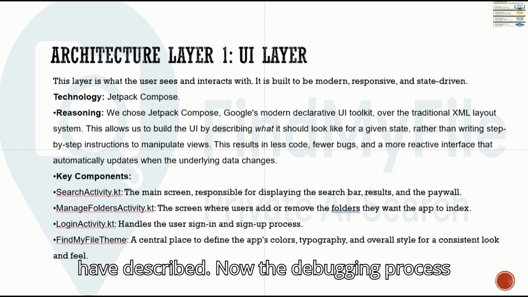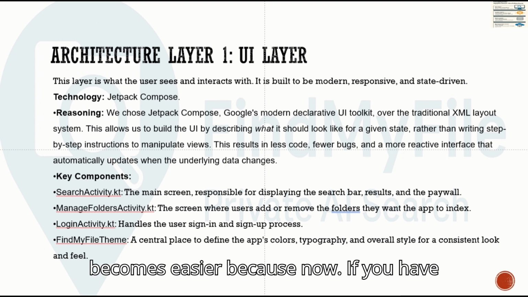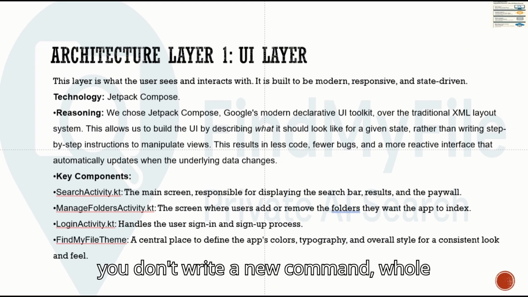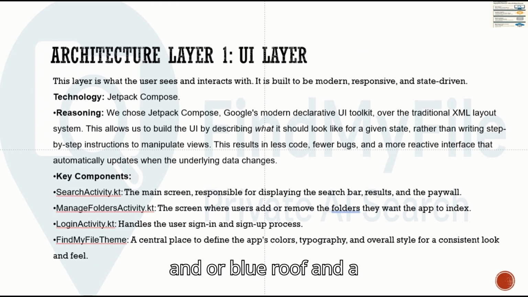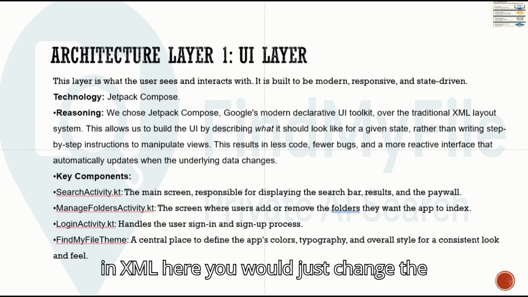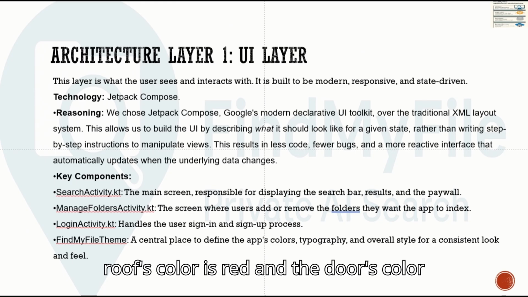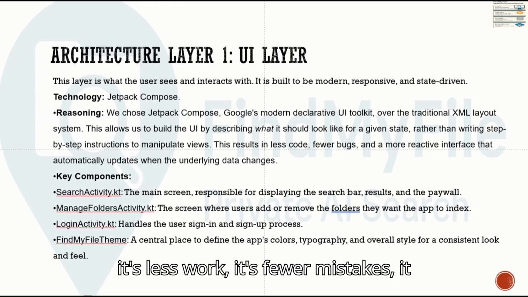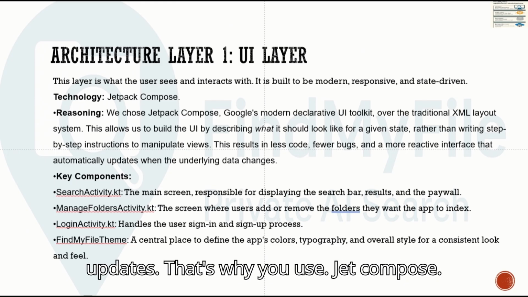Now, the debugging process is easier. The change process or change management in Jetpack Compose becomes easier because now, if you have to change the color of the door to green, you don't write a whole new command of a new house with a red roof or blue roof and a new door color, as you would have done in XML. Here, you would just change the command: build me a house where the roof's color is red and the door's color is green. That's it. And it's less work, fewer mistakes, it automatically updates, and it updates faster. That's why you use Jetpack Compose.